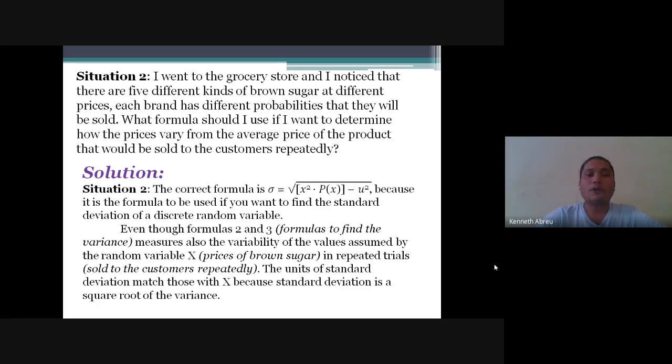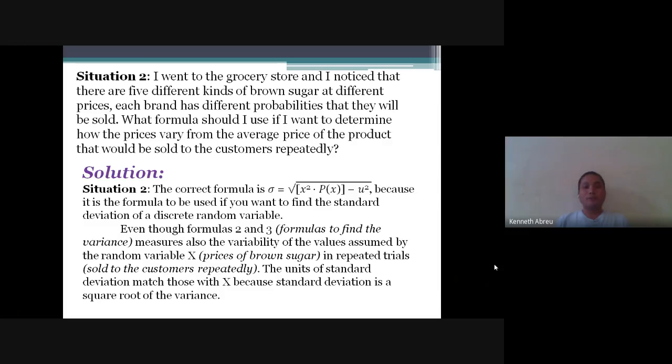So even though formula 2 and 3, the formulas for variance, also measure the variability of the values assumed by the random variable x, which are the prices of brown sugar in repeated trials or sold to the customers repeatedly, the units of standard deviation match those of x because standard deviation is the square root of the variance. Okay? So it is impossible for us to solve for the standard deviation without computing for the variance.